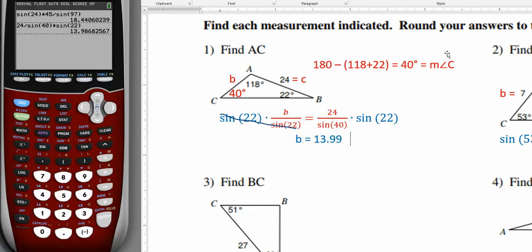So I hope this helped. Good luck with law of sines, and this is law of sines to find a missing side.